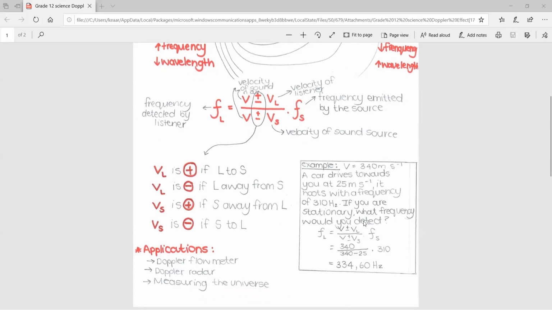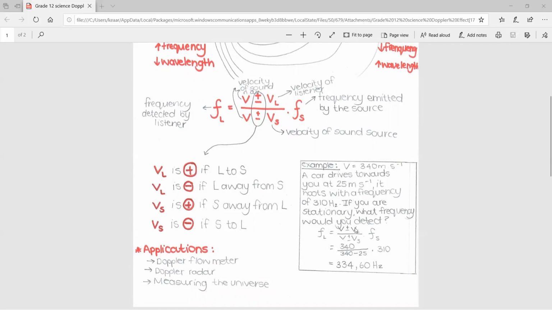So now we need to note that this 25 is going to be our Vs. This 310 hertz is going to be our Fs. And this 340 is going to be our V. And we are wanting to know what FL is. We write our formula down. This is 1 mark in your exam, so you must write down your formula. We then have V is 340.